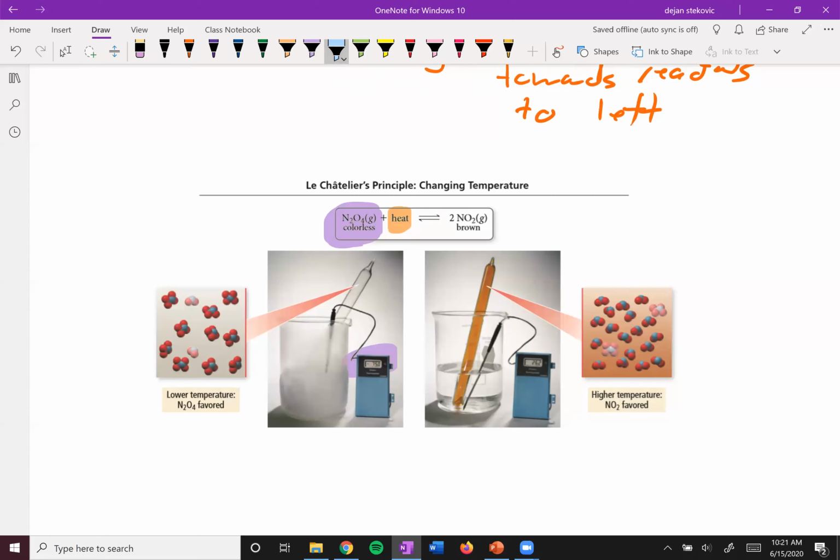You can see that's a colorless gas. Then we let this water melt. We increase the amount of heat added. So we're adding a reactant. So we're going to favor the products. In this case, the product is a brown color. So you can see the color change occurring.